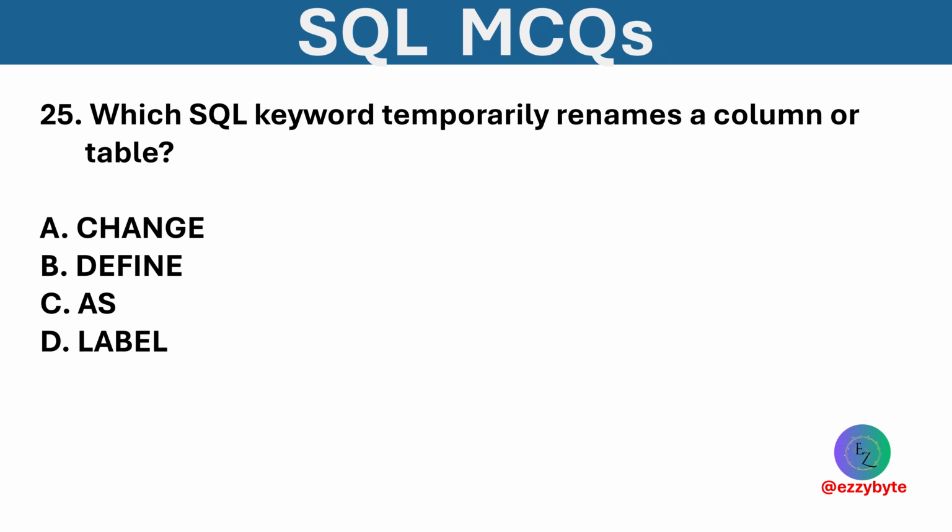Which SQL keyword temporarily renames a column or a table? Options are change, define, as, and label. Option C is correct. As is used to create an alias. It means a temporary name for a column or table.